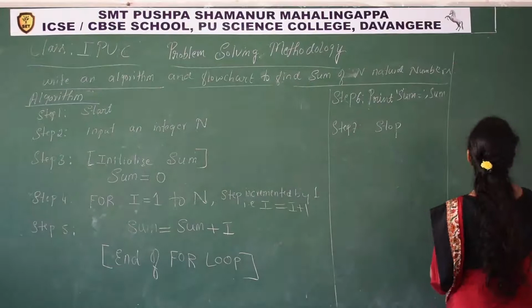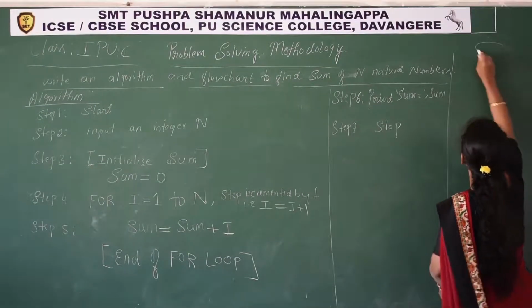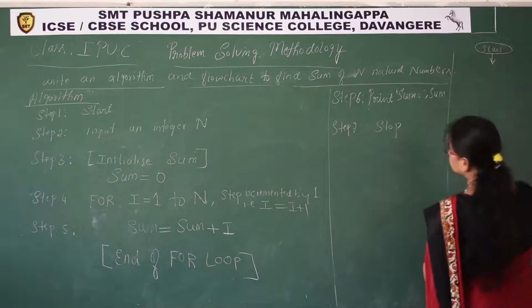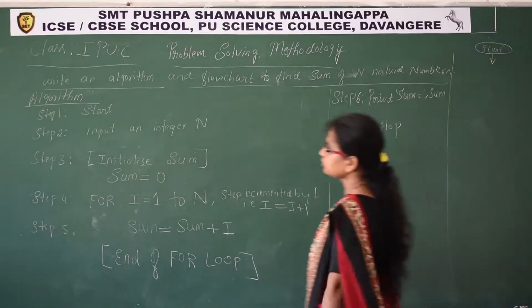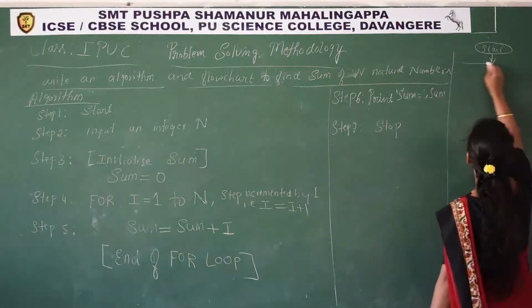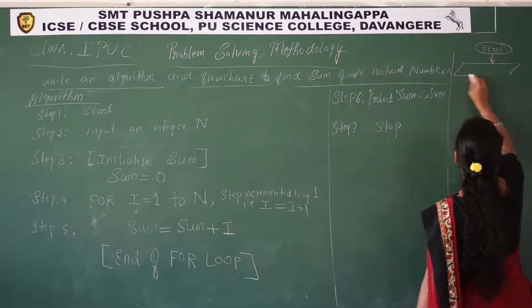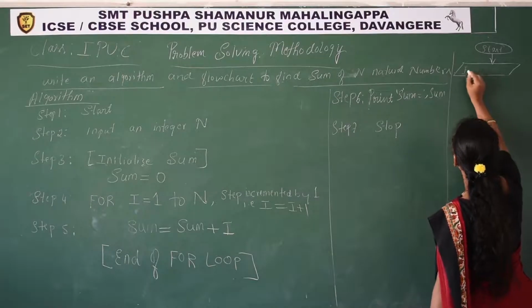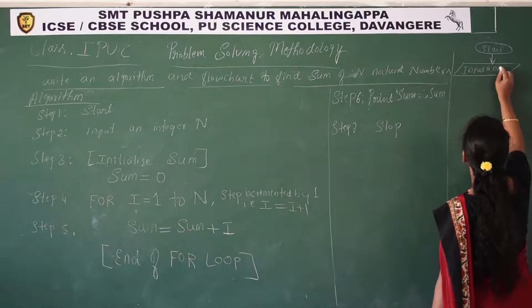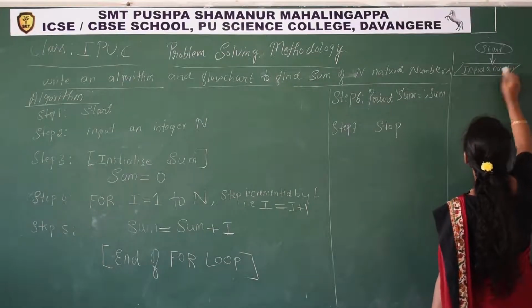I'll start from here. Start. Now, input an integer, isn't it? Input and output statements are parallelogram. Input a number, that is n.